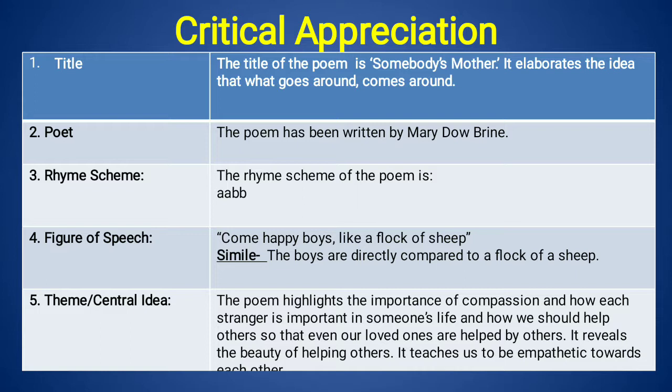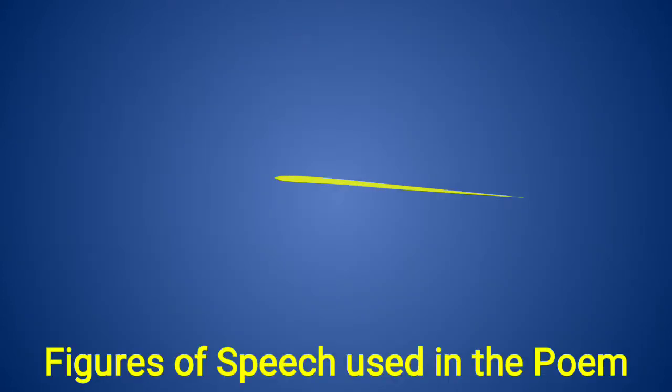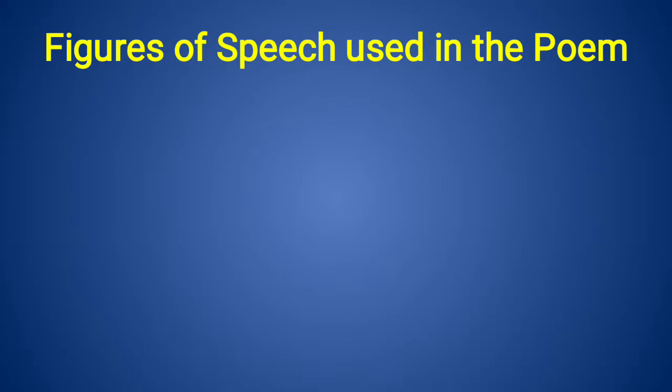So it's very important to become empathetic towards each other, and those who are in difficult condition, those who are in trouble, you need to help them. So this is the central concern of this poem. So after discussing critical appreciation, we are moving towards poetic devices which were used in this poem.